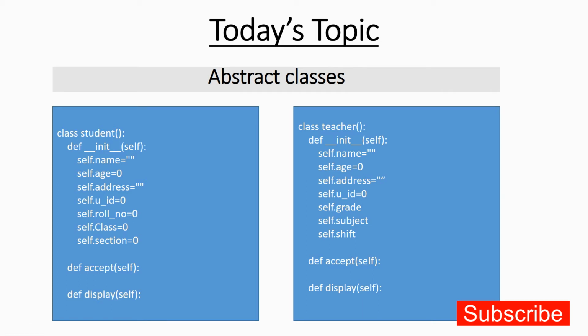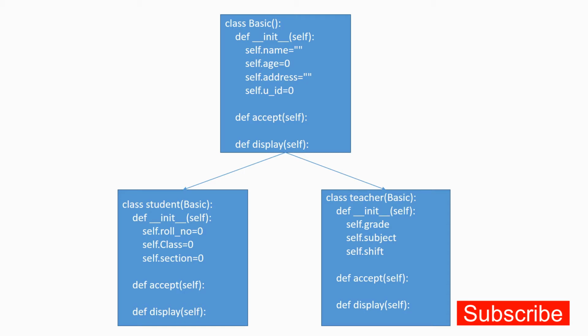Let us take this other example over here. Suppose I do that. I have one base class, and in this base class we have the name, the age, the address, and the unique ID. From this class I have two classes, a class student and a class teacher. These are the two classes inherited from this base class, which is called basic. If you see the structure, this is hierarchical inheritance, because multiple classes are getting inherited from a single class.